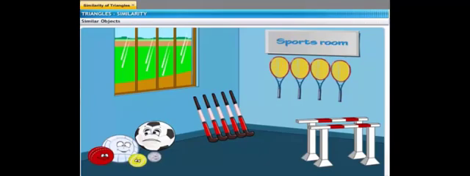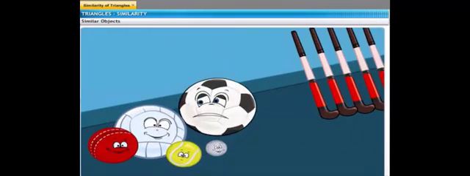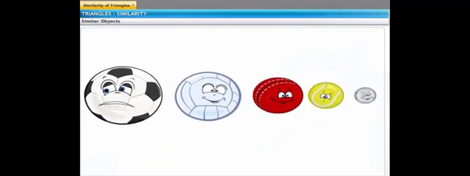You must be wondering why we're in a sports room during a geometry session. Well, there is geometry all around us. Let's try to find some here. Look at the different types of balls kept here. There's a football, a volleyball, a cricket ball, and a tennis ball. And here's a golf ball.